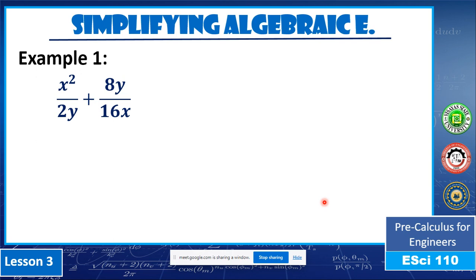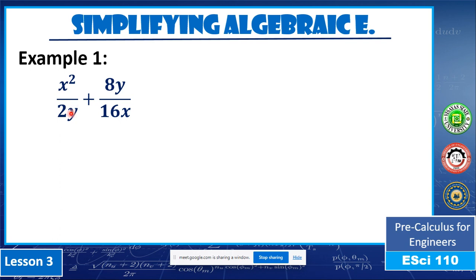So let's have an example. How about if you're given x squared over 2y plus 8y over 16x? So first things first. These are two fractions. Hala, two fractions to. So paano to? Okay, next is you look at its denominator. Of course, kapag same lang to, okay, hanep yung buhay mo. Kasi you just add their numerators.